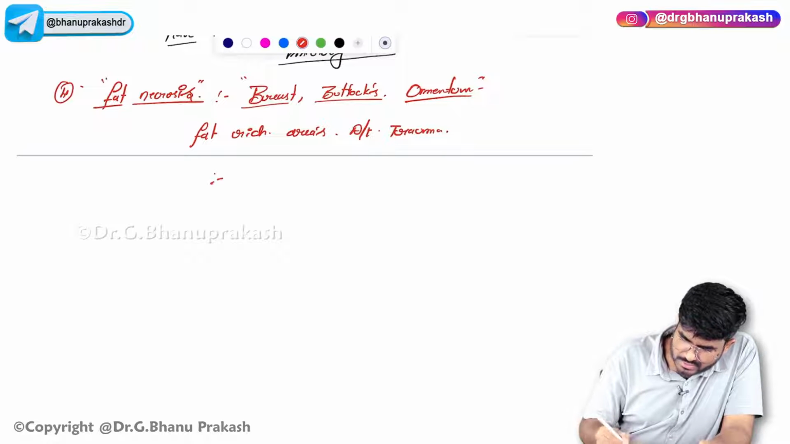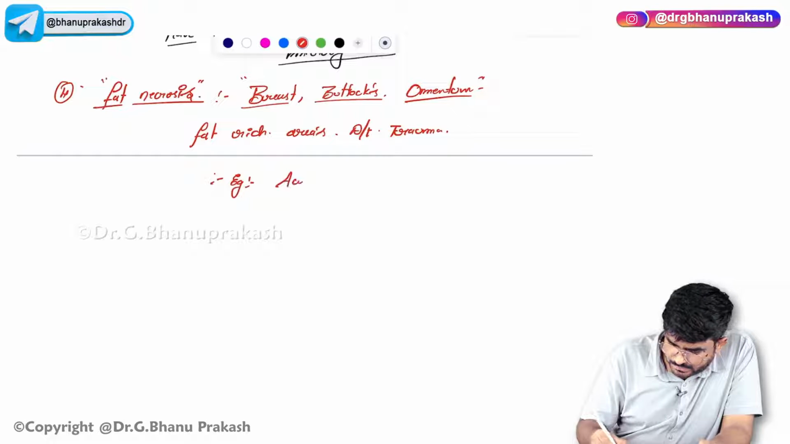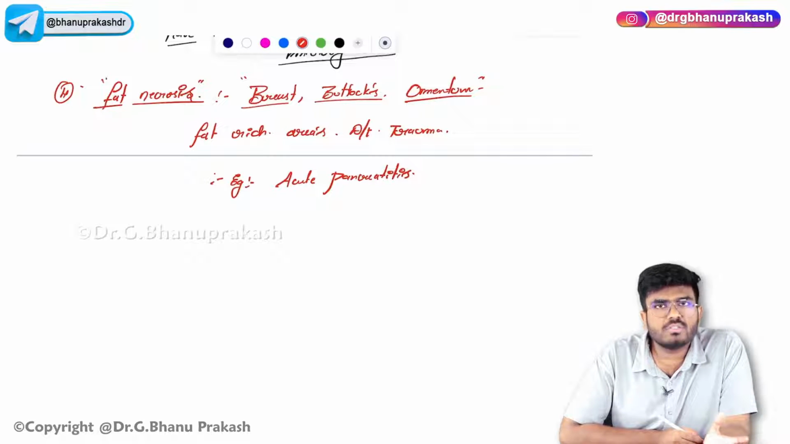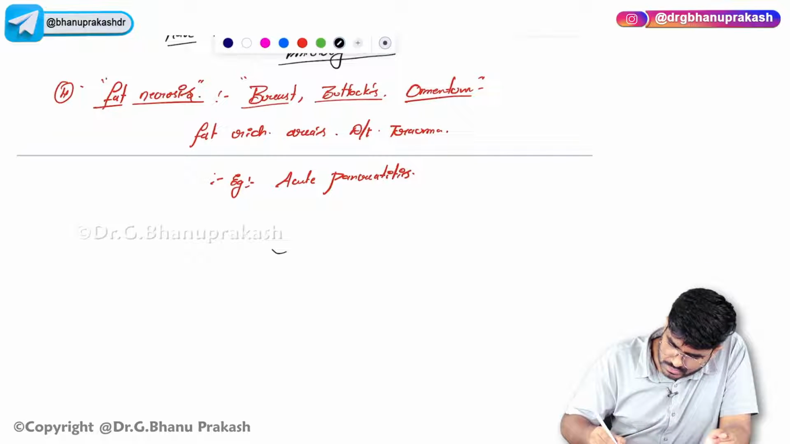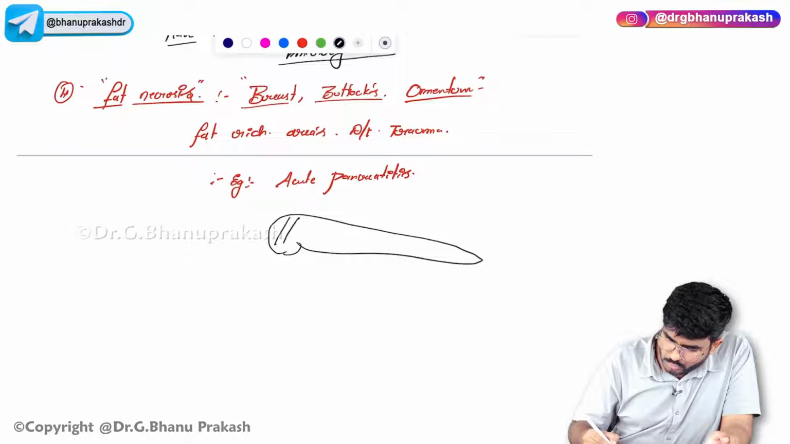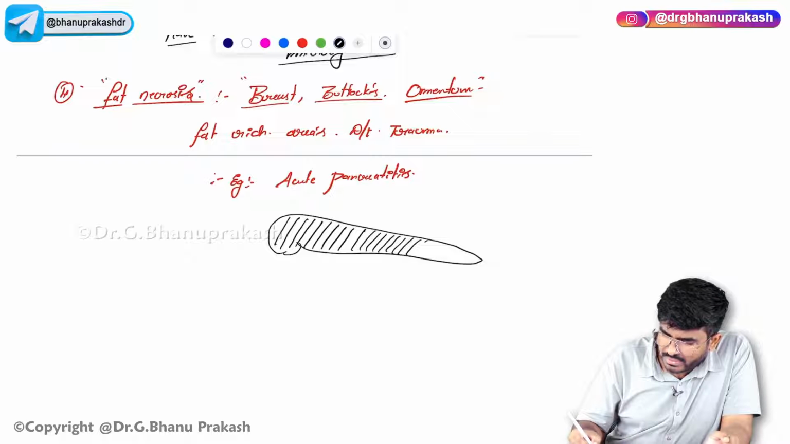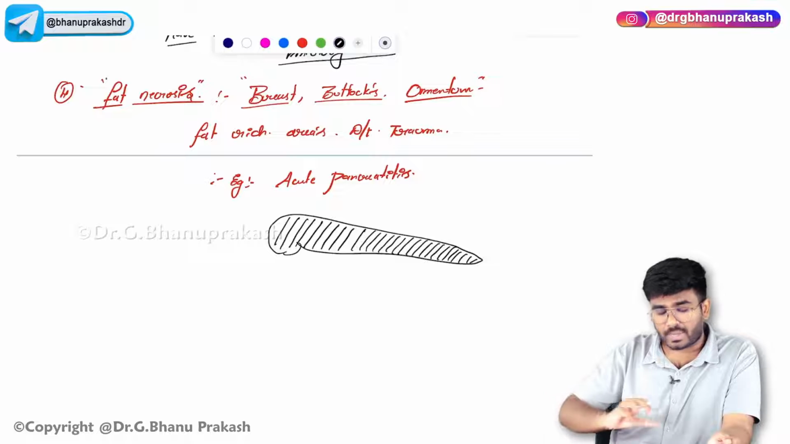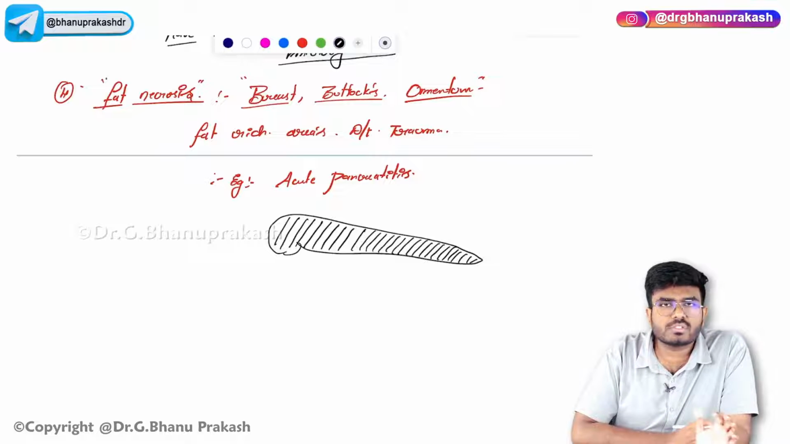It is also seen in conditions like acute pancreatitis. Why is there fat necrosis in acute pancreatitis? Imagine this is the pancreas, the head and the tail of the pancreas. Whenever there is damage to the pancreas, the pancreatic parenchyma will undergo liquefactive necrosis, no doubt in that.